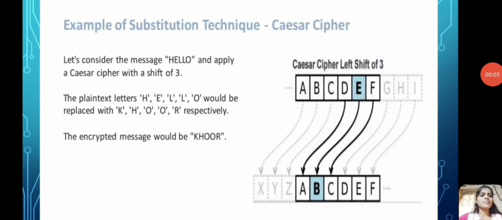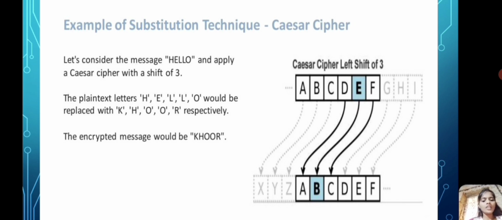Example of substitution technique. Let's consider the message HELLO and apply a Caesar cipher with a shift of 3. The plain text letters are HELLO. H, with a shift of 3, can be replaced with K. That is H. After H comes I, J, K. K is in the third place. After a shift of 3, H is replaced with K.